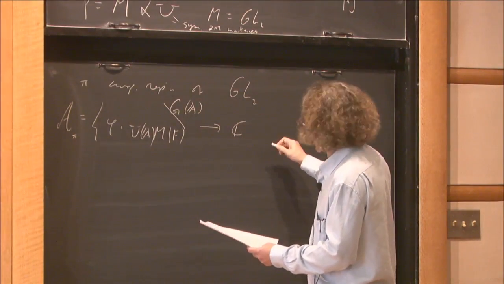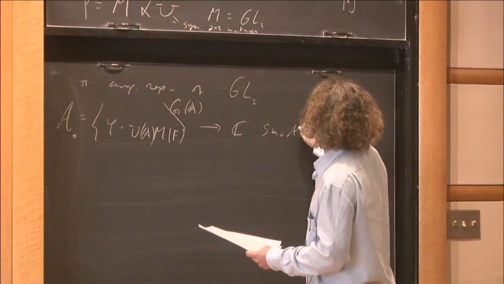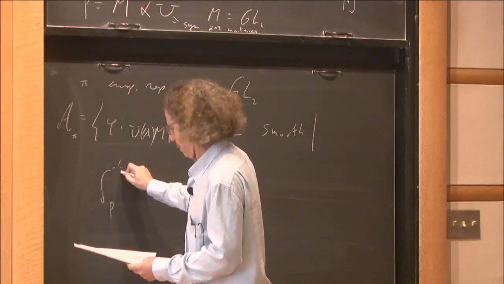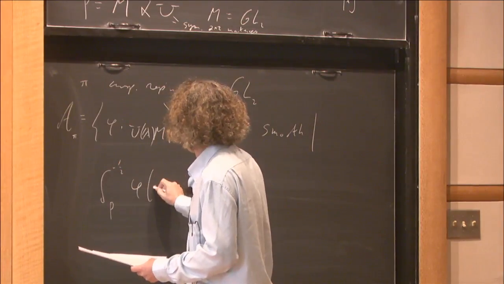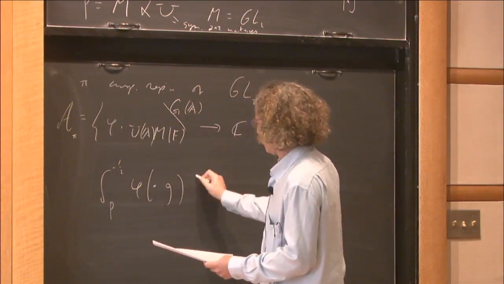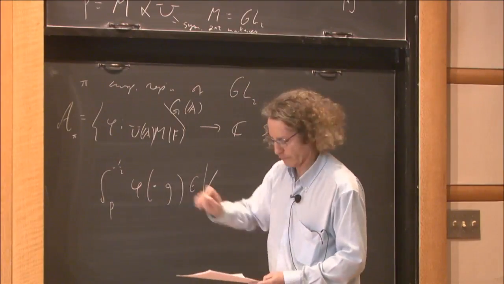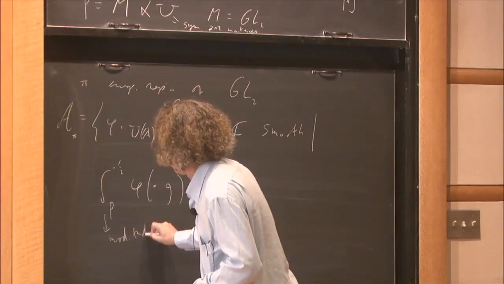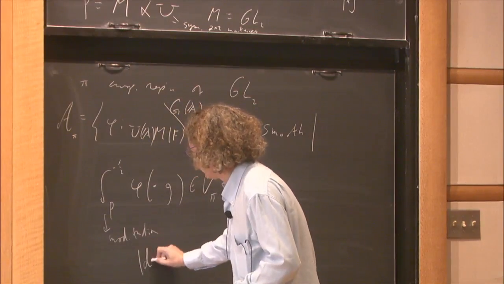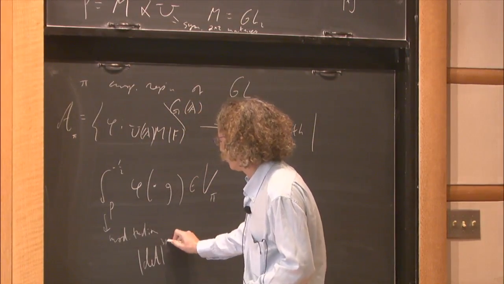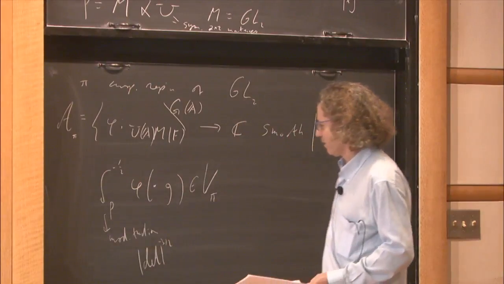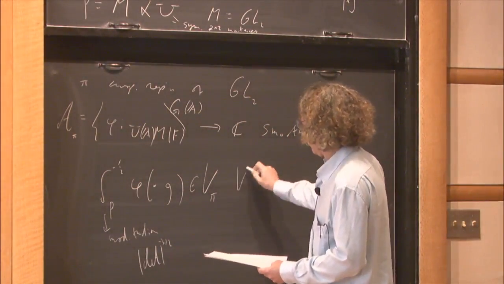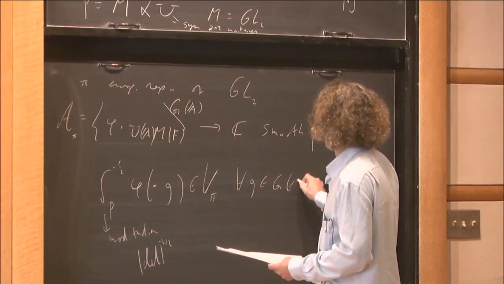So yeah, smooth, such that all the translates belong to the space of pi. I just have to normalize. This is the modulus function, which in this case, by the way, will be determinant to the 3/2 after I do the -1/2. Okay, so that's for all g.